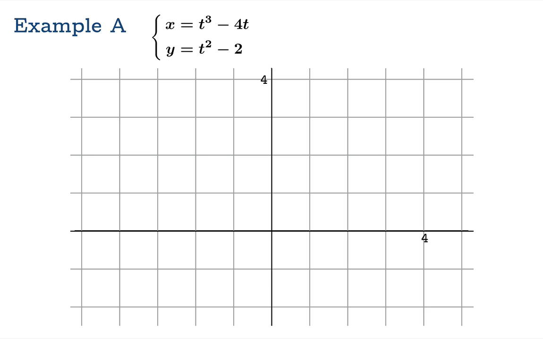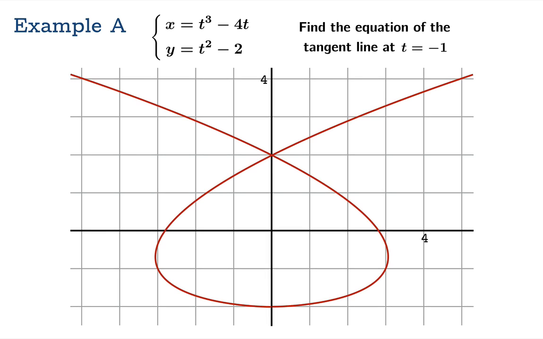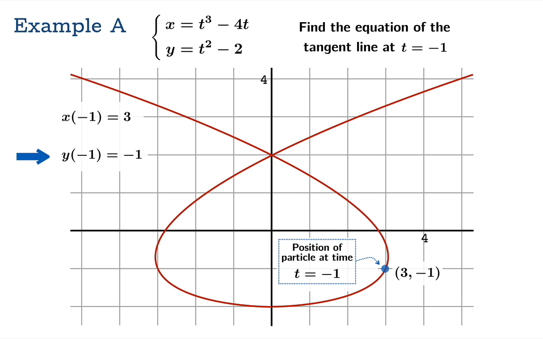Let's take a look at an example. So here's x equals t cubed minus 4t, y equals t squared minus 2. And this gives us a loop-de-loop. Our job is to find the equation of the tangent line at t equals -1. So the first thing we better do is figure out where the point is at t equals -1. Substitute -1 into the x function, we get 3. Substitute -1 into the y function, we get -1. So what are we talking about? We're talking about the point (3, -1). That's the position of the particle at time t equals -1.